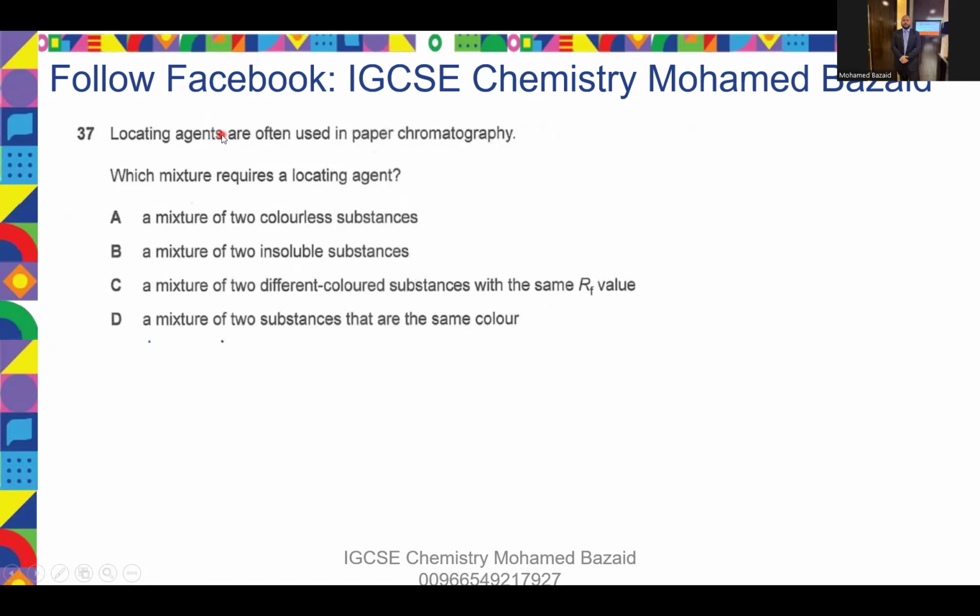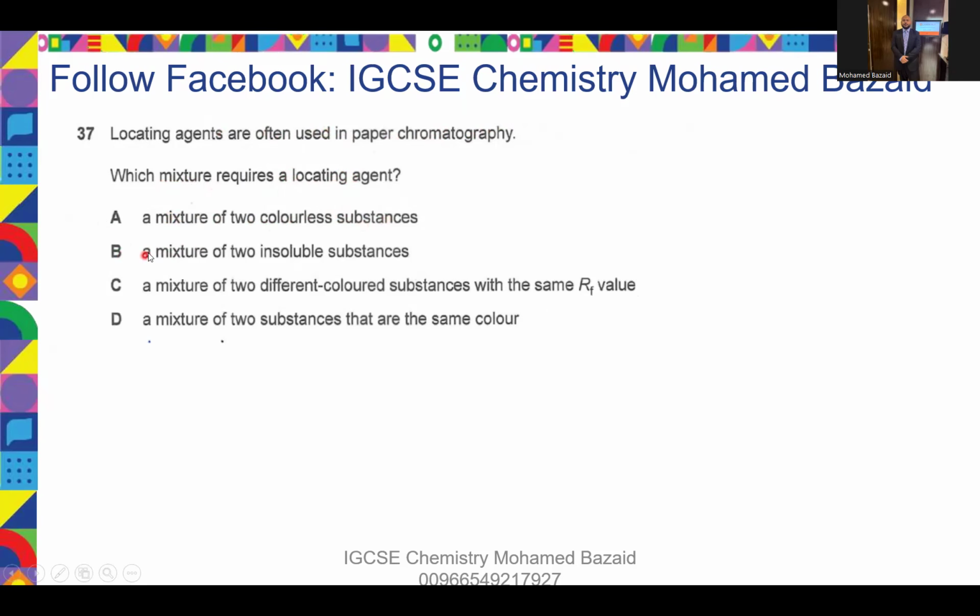37, locating agent. This is the substance which is used to convert invisible spots to be visible in paper chromatography. Which mixture requires a locating agent? A mixture of two colorless substances? Of course, yes. So the answer is correct. I will choose letter A and go to question 38.